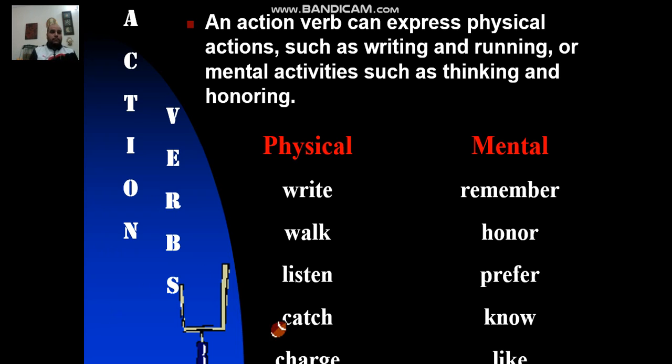To prefer: a decision taken inside my brain. To know: knowledge is inside our brains, mental. To like: when you like something, it means that you prefer that thing to other things, so it's happening inside your brain, so it's a mental action verb.